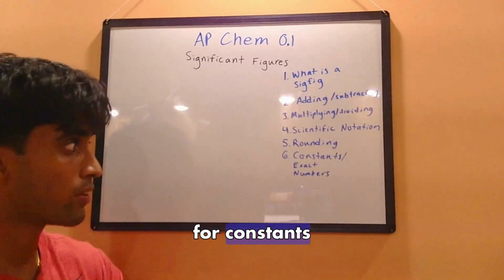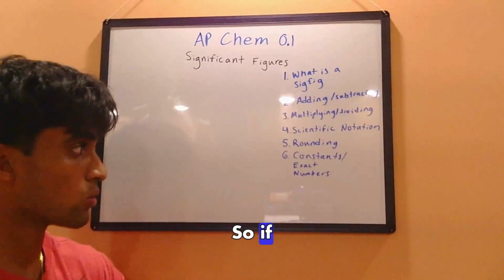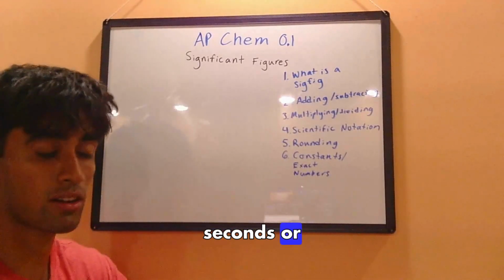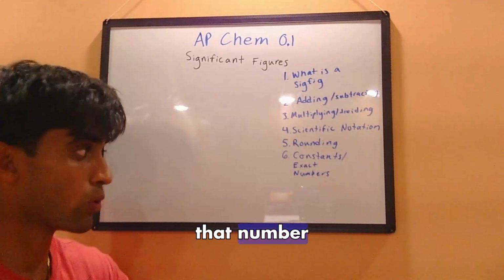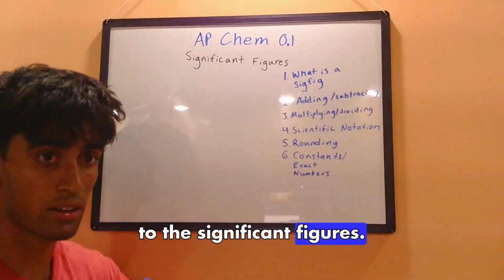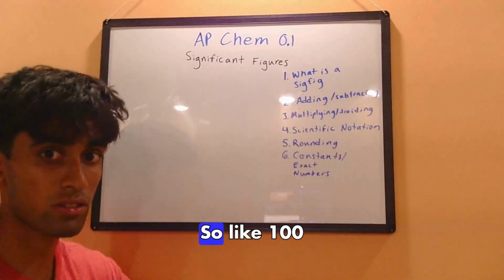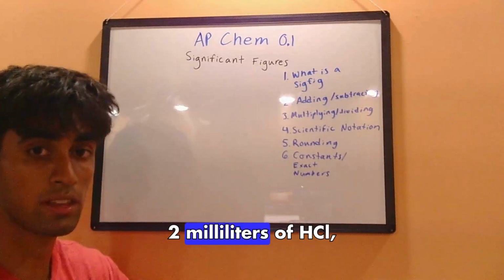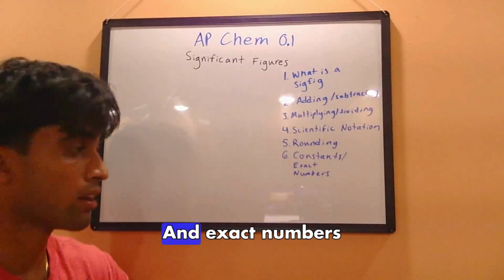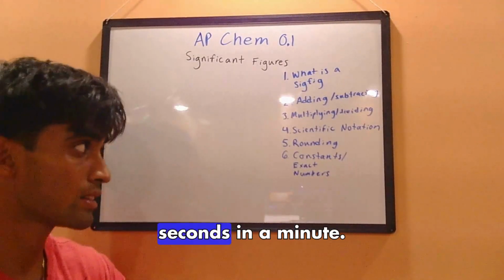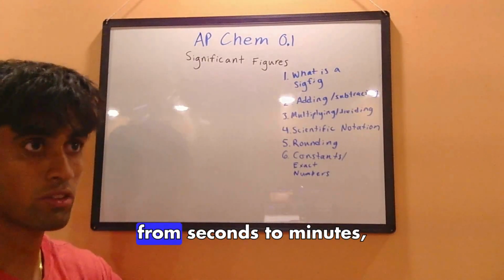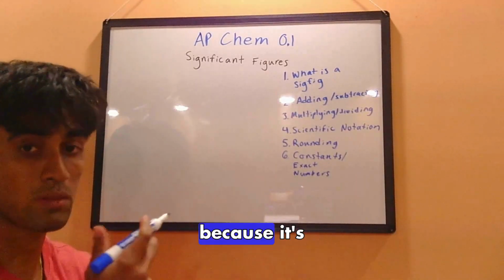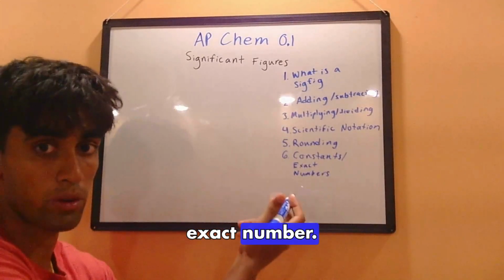And then finally, constants and exact numbers. If there's a count given in a problem, like let's say 12 seconds or 10 eggs, that number does not count toward the significant figures. It's usually measurements, like 100 milliliters of water, or 2 milliliters of HCl. Exact numbers are things like 60 seconds in a minute. So if you want to convert from seconds to minutes, that conversion doesn't count for the sig figs, because it's already a known, exact number.